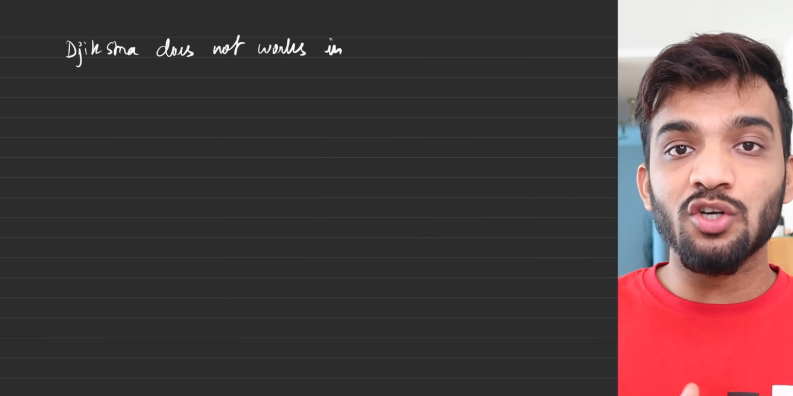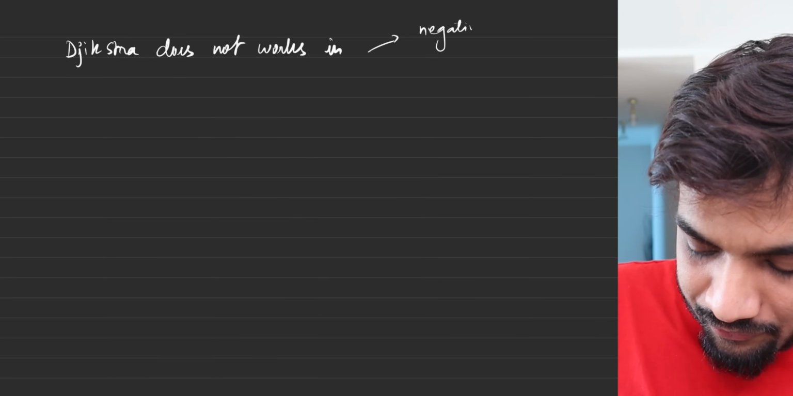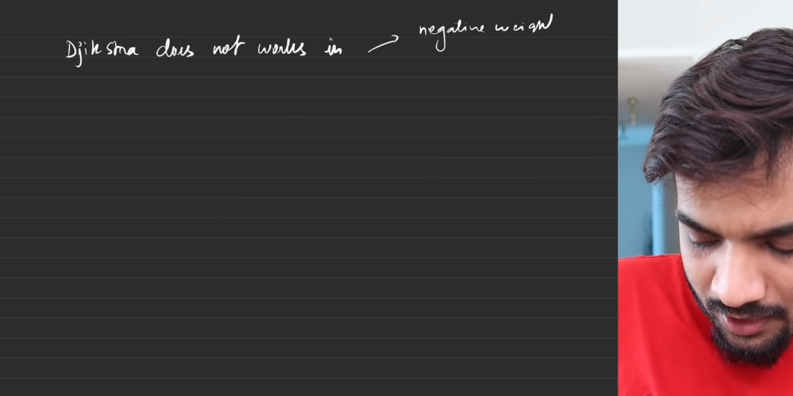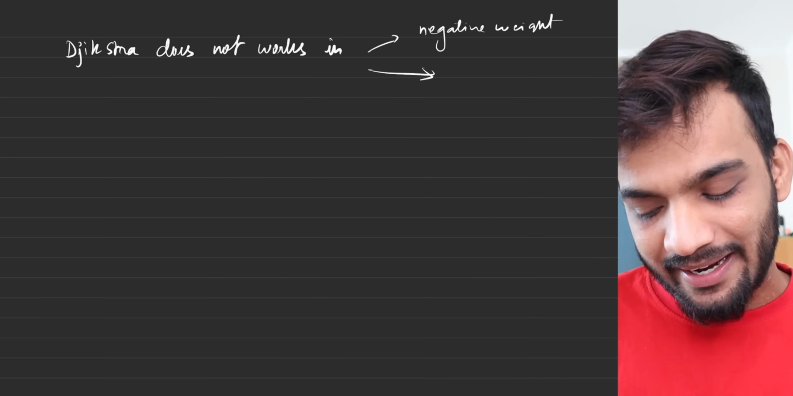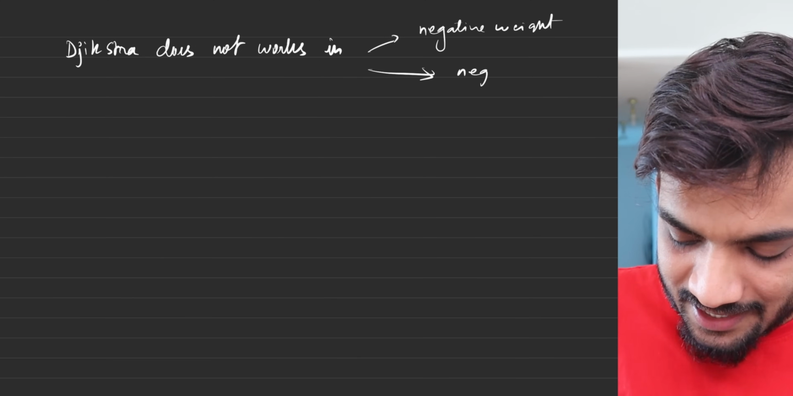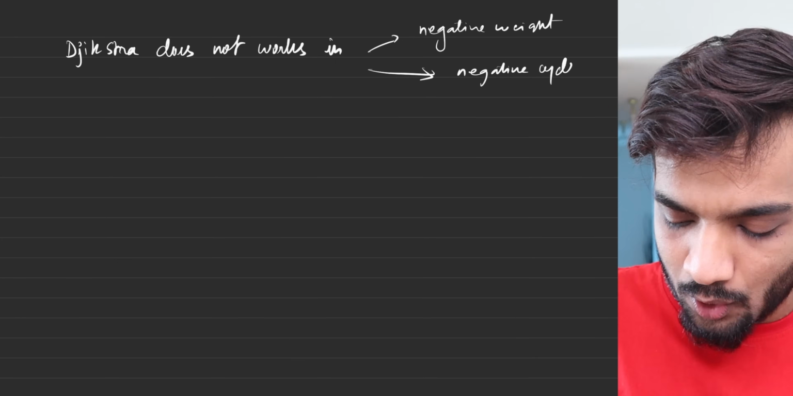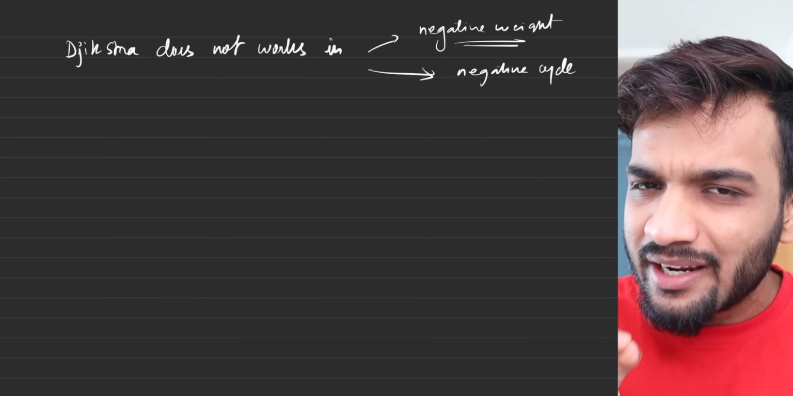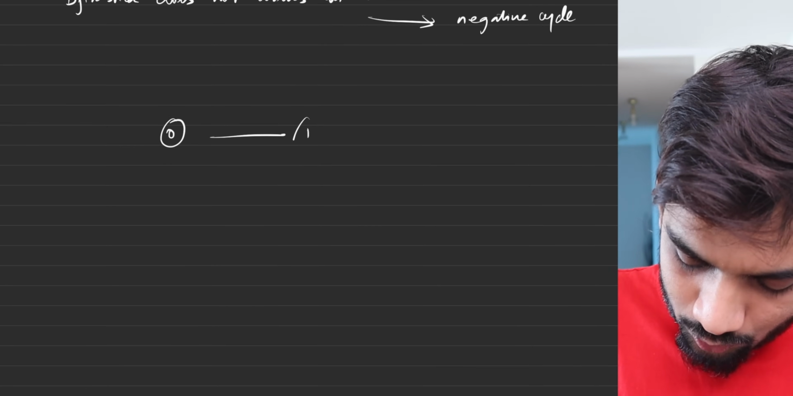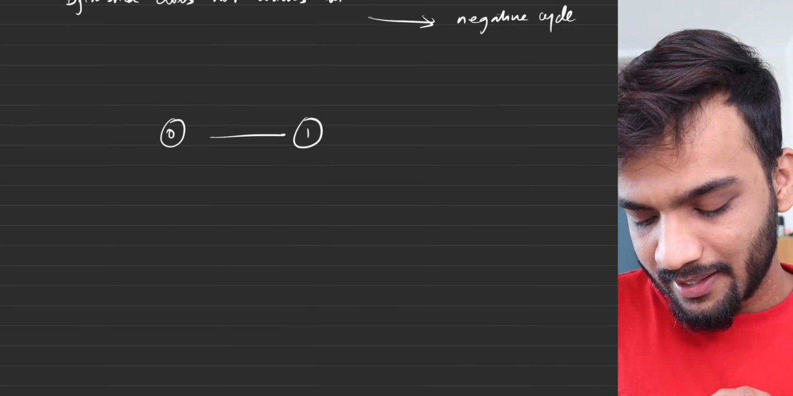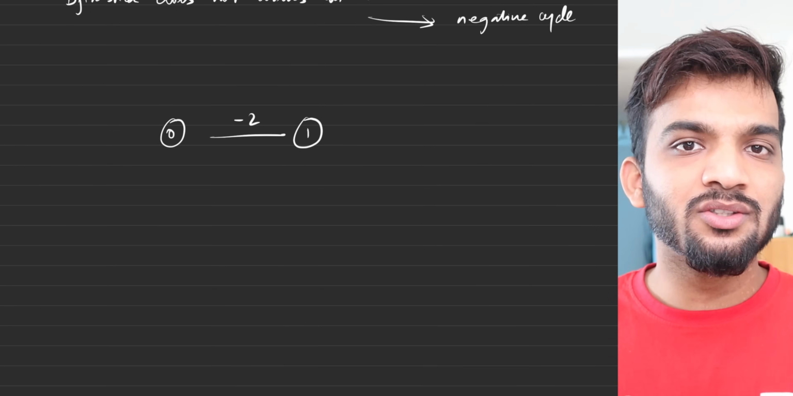So Dijkstra doesn't work in any of the graphs that has a single negative weight. It also doesn't work if there's a cycle which ends up having a negative weight. So no negative cycles as well. The whole reason lies around negative weight. It's a very simple reason. Just imagine I have a node 0 and I have a node 1, and the edge weight is -2.